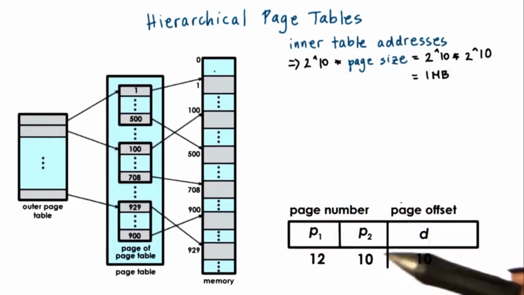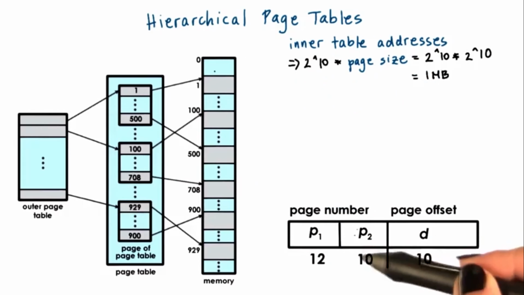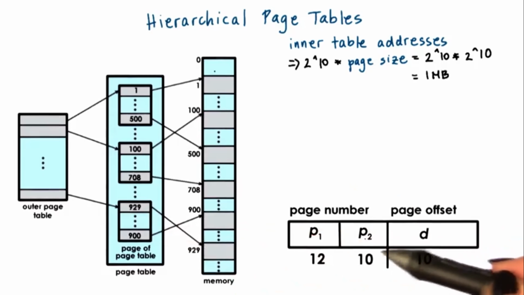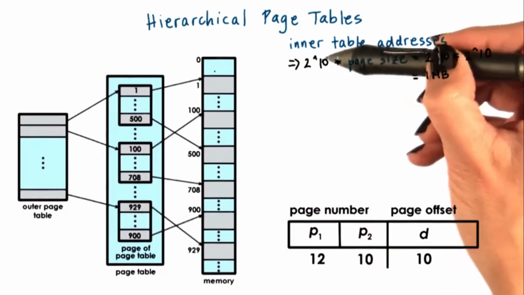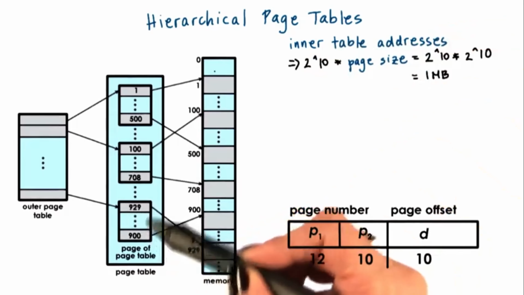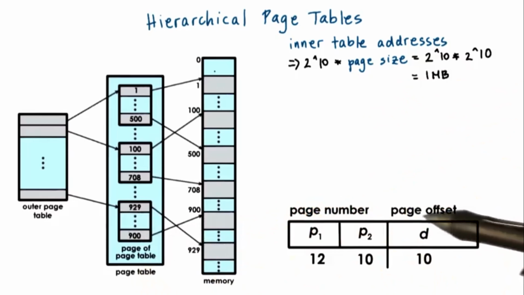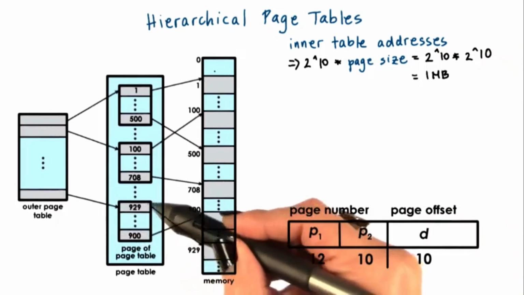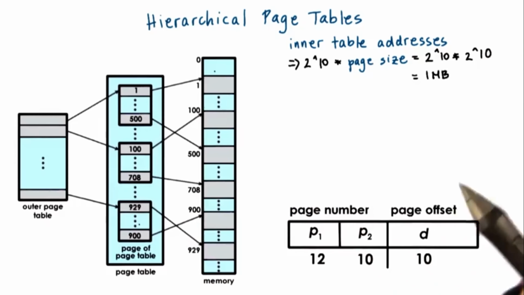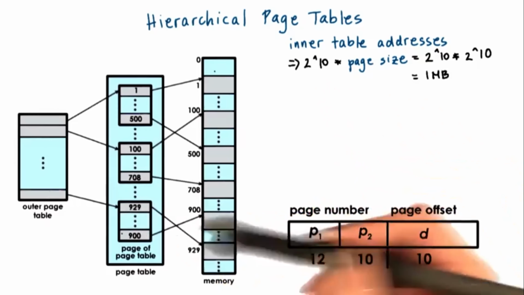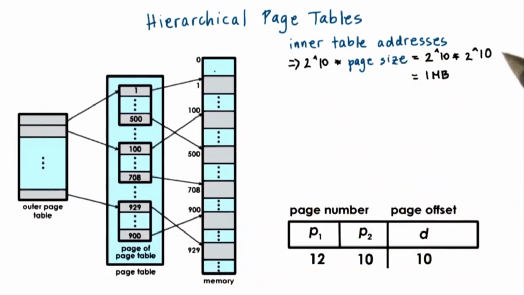In this example, the address format is such that it uses 10 bits for the internal page table index. That means that this internal page table can address 2 to the 10th elements, so 2 to the 10th pages can be addressed in the internal page table. Since we use 10 bits as the offset into the actual page, that means that the page itself is also 2 to the 10th in size. Therefore, if we do the math, we see that every single internal page table can address 2 to the 10th, the number of entries, times the page size, that's another 2 to the 10th, so 1 megabyte of memory.